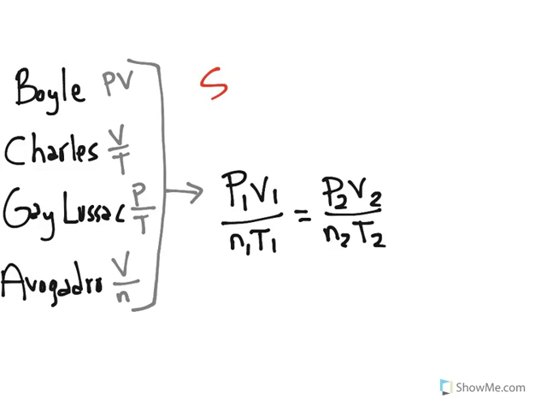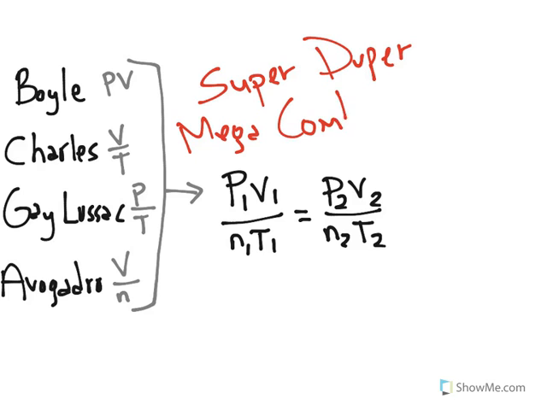Here it is, the super duper mega combined gas law. So this is actually kind of crazy, but it's really nice because it lets you figure out a new value when 3 out of the 4 variables are known and you're looking for the fourth one.